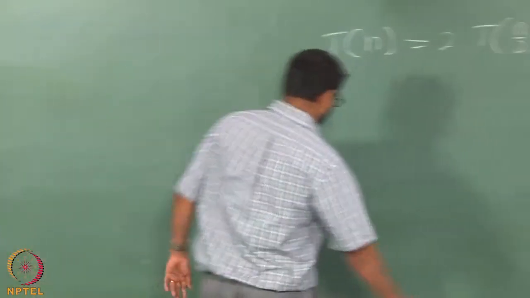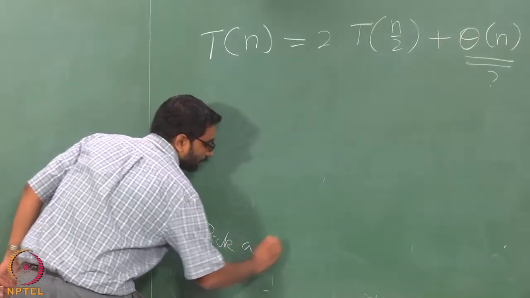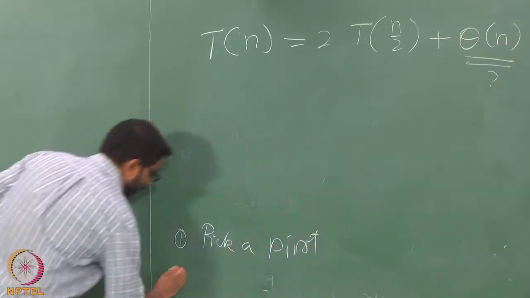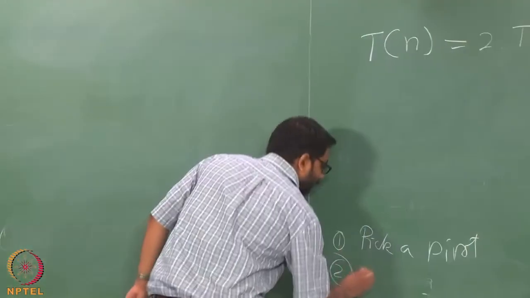Let's recall the algorithm. Pick a pivot, and the second step, this is where it matters.